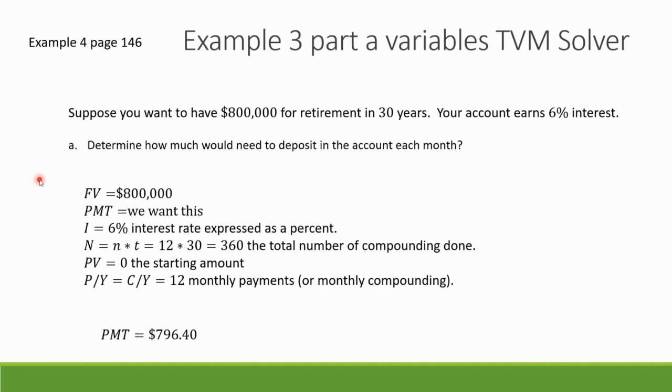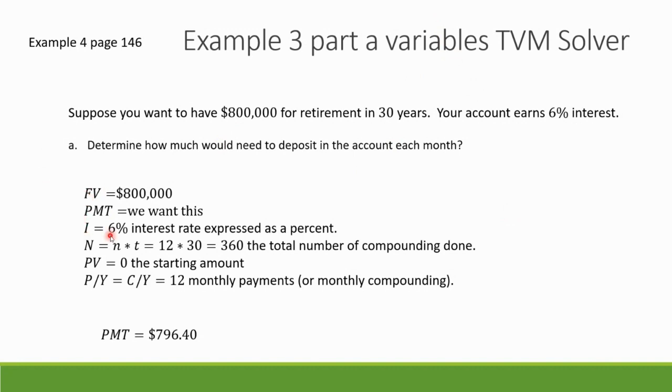FV, what does that stand for? Future value, right? That's how much will be in the account in the future. So in this case, FV is $800,000. We want to know our monthly deposit, right? So PMT is what we're looking for.